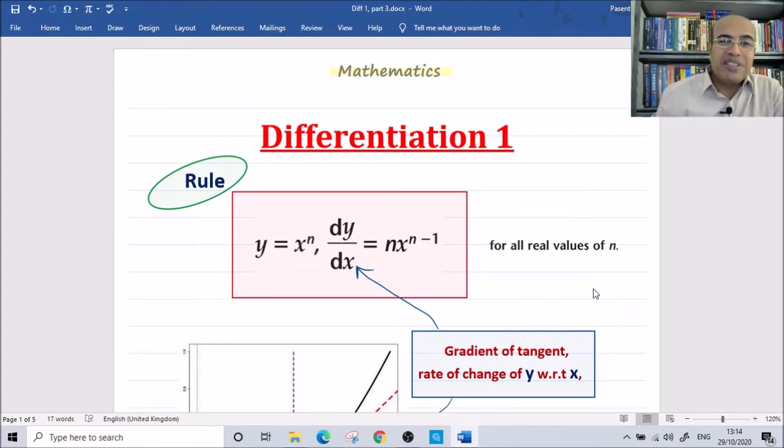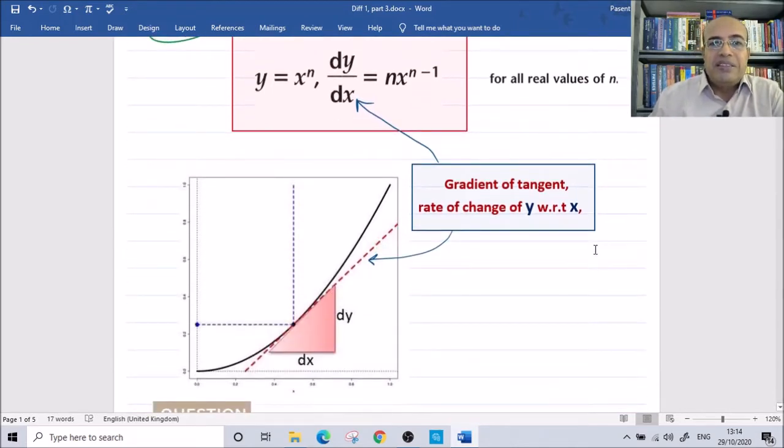In this video, we study some basic differentiation rules. The first rule is the differentiation of x to the power n, denoted by dy by dx or y dash, which is called the gradient of tangent, or rate of change of y with respect to x, or first derivative. So the differentiation of x power n: the power comes down and we reduce 1 from the power. So this is dy by dx. It is the gradient of tangent at this point.